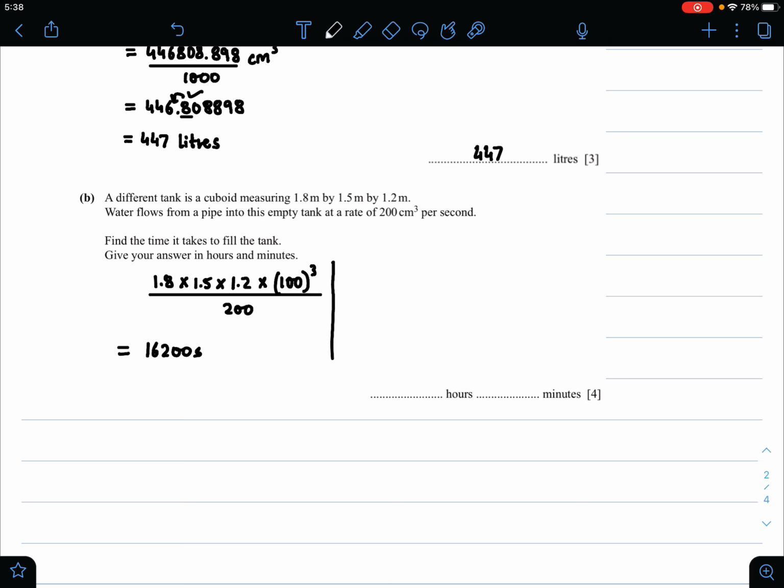So to convert seconds to hours and minutes, what you do is you divide by 60. So when you divide seconds by 60, it will be converted to minutes. And if you divide it further by 60, it will be converted to hours. So 16,200 divided by, just 1 second, divided by 3,600, because you divided by 60 twice.